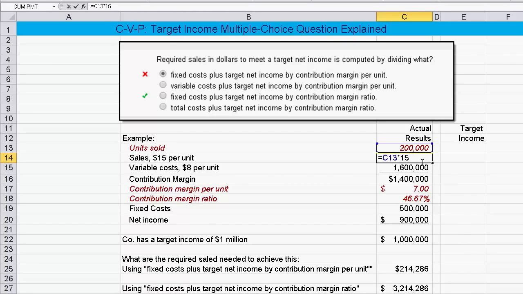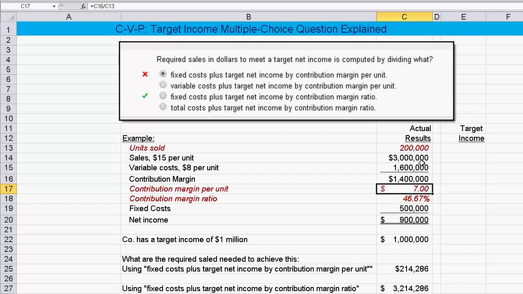3 million, and we got that by taking 200,000 times $15. $15 would be the sale price per unit. I've assumed the variable costs are $8 per unit, so 8 times 200,000 gets you $1.6 million. When we subtract the $1.6 million of variable cost from the sales, we get a contribution margin of $1.4 million.